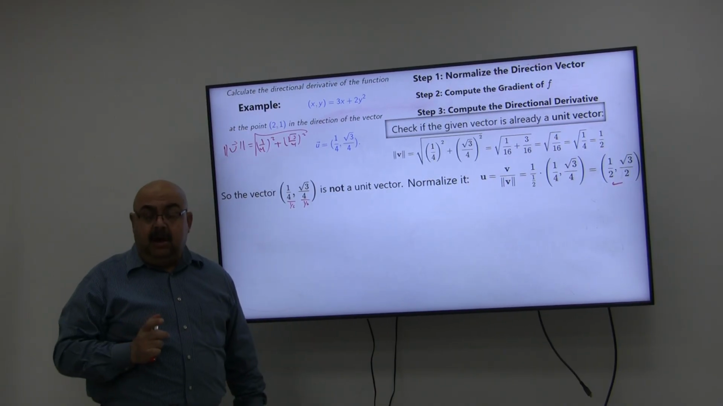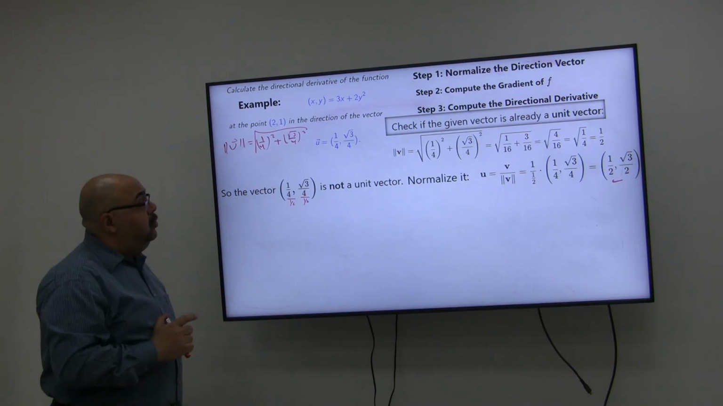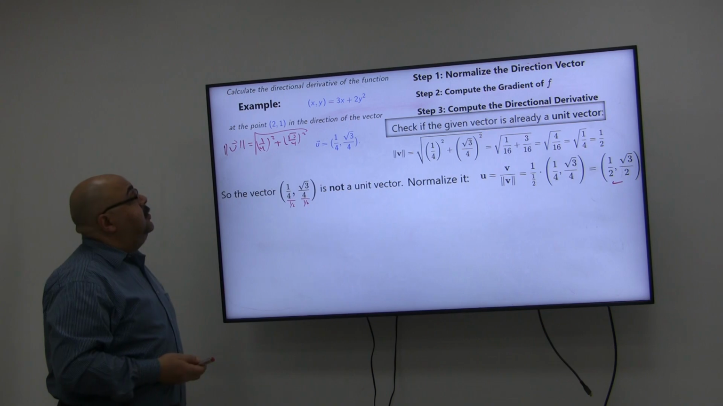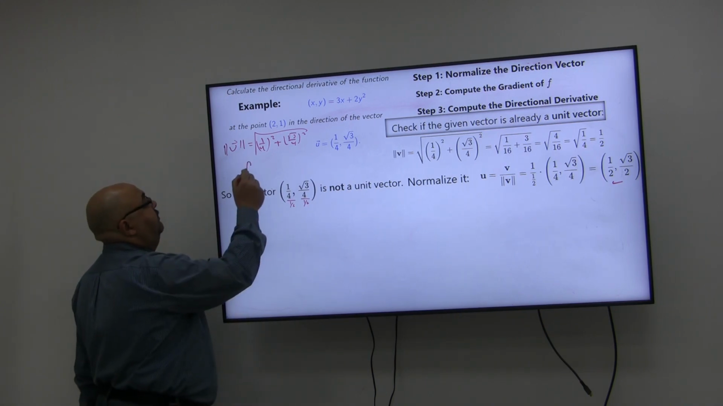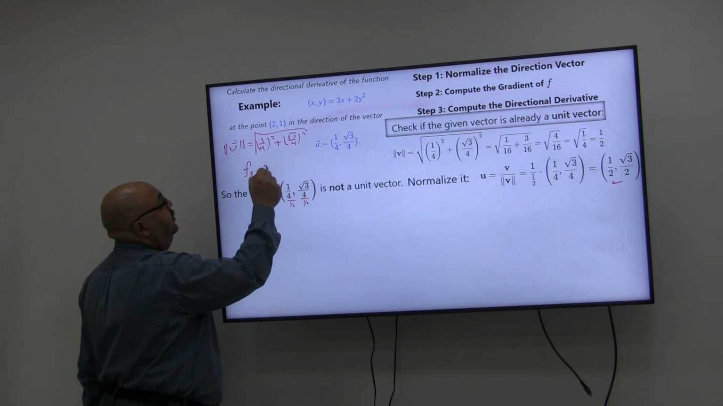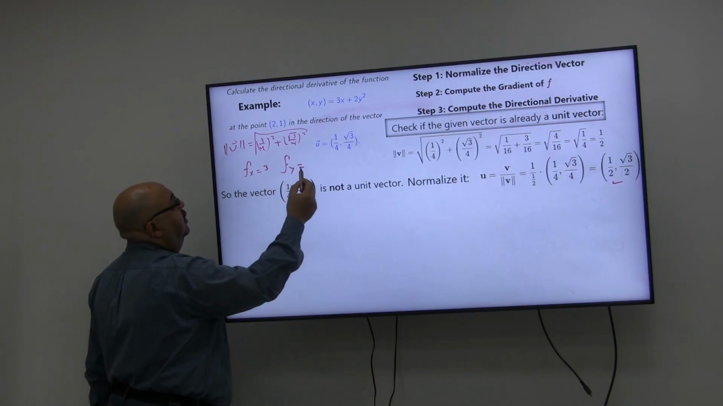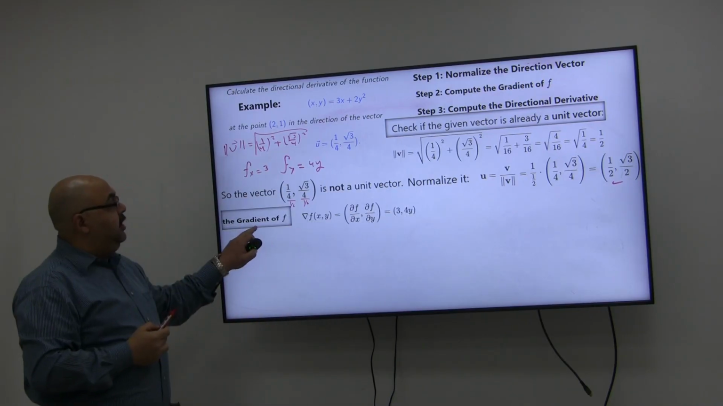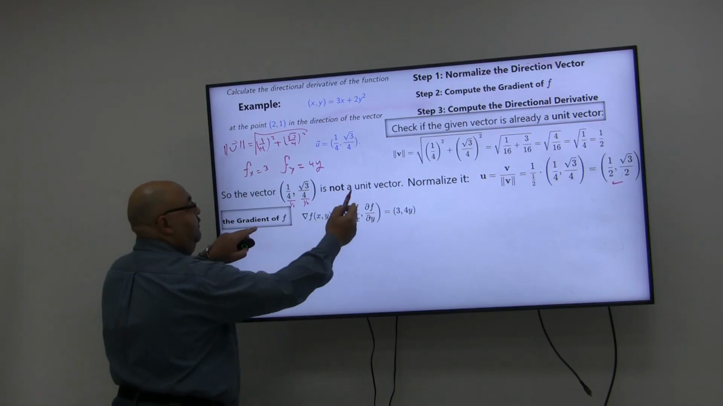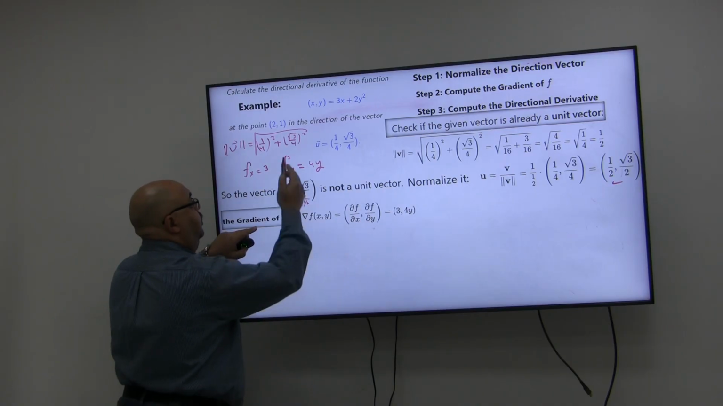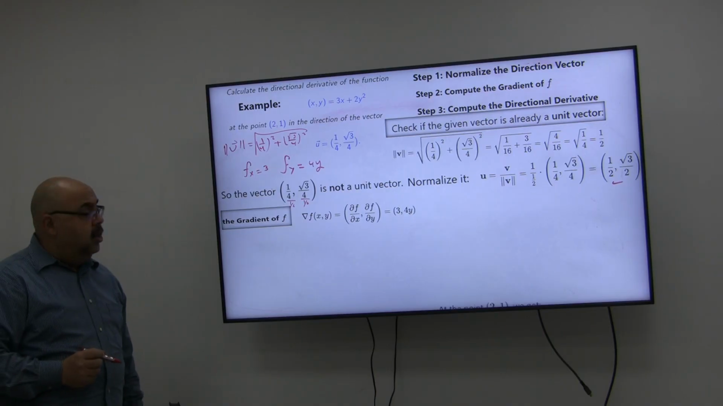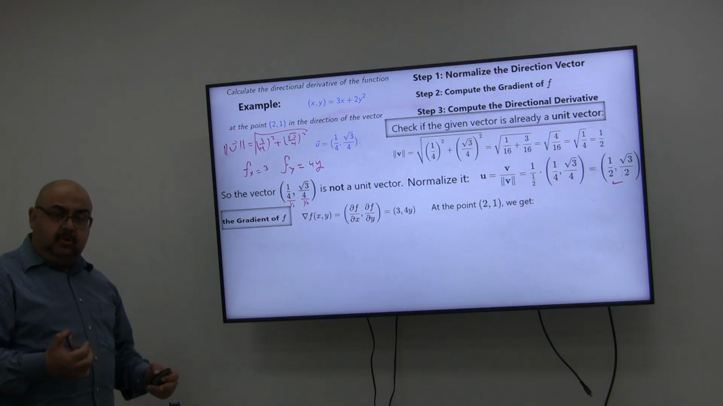I've normalized my vector. Step number 2, I will need to evaluate the gradient vector. For this function, f sub x is going to equal 3, and f sub y is going to equal 4y. So now evaluating the gradient vector, I will replace the first component by 3 and the second component by 4y, as you can see. I have the gradient vector also. The last step is to multiply both of them together.